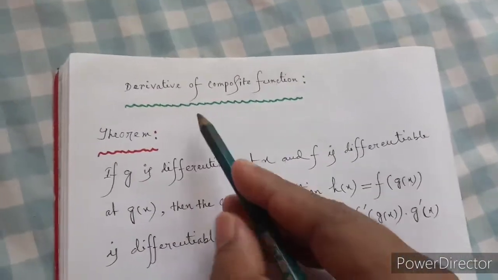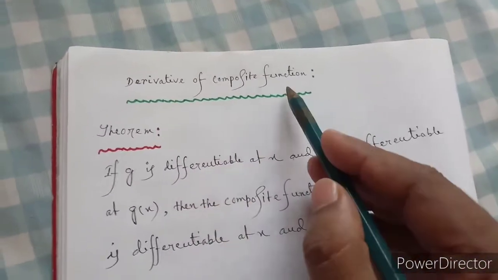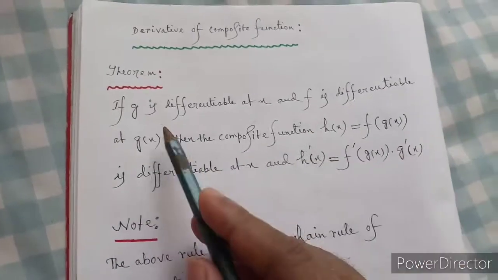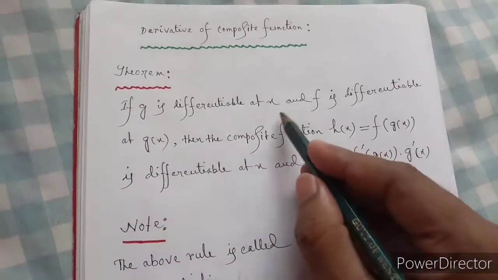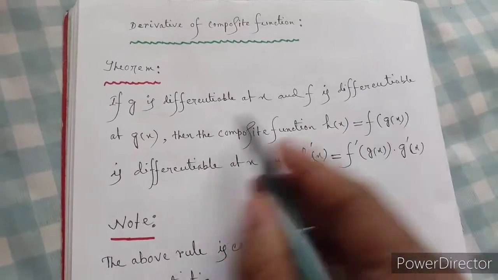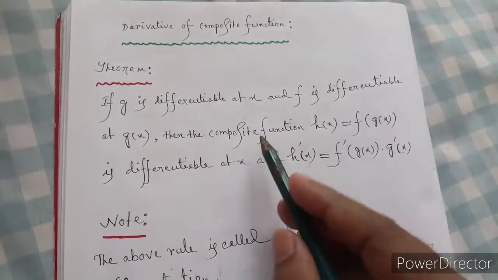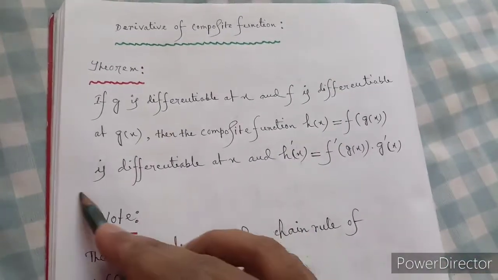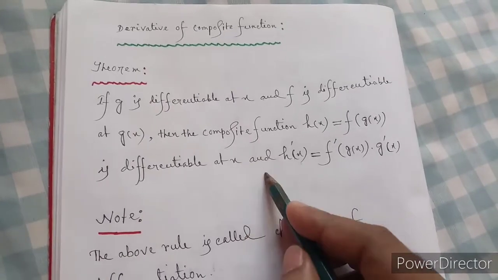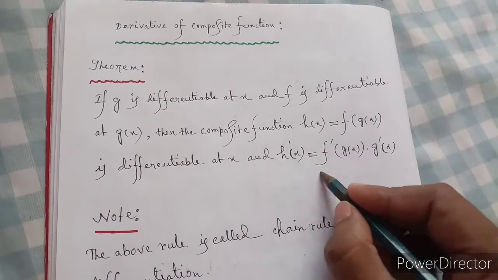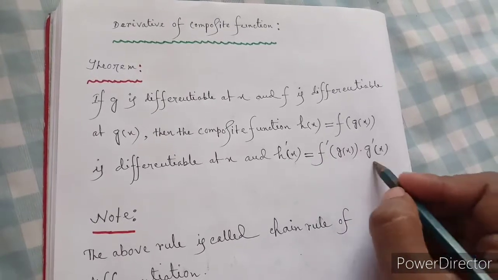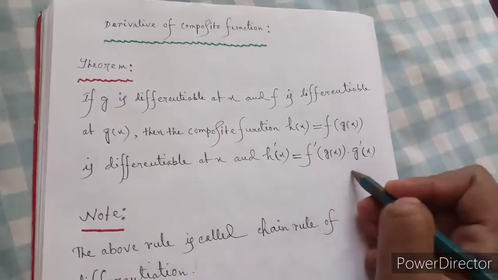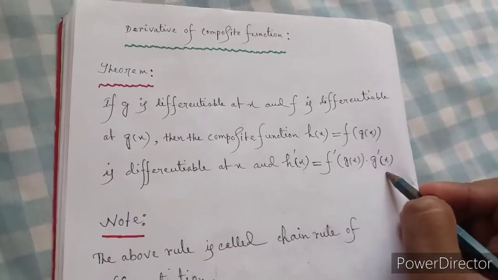So today's class is the topic derivative of composite function. The first theorem says that if g is differentiable at x and f is differentiable at g(x), then the composite function h(x) equals f of g(x) is differentiable at x, and h dash x equals f dash of g(x) into g dash of x. That means the derivative of f of g(x) is f dash of g(x) into the derivative of g(x).